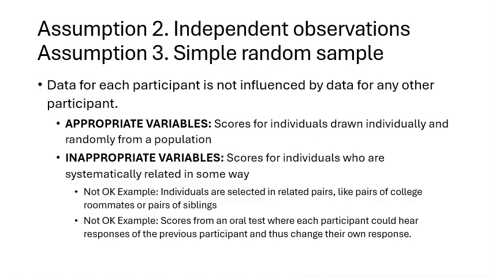And the assumption that our individuals are drawn randomly from a population, a lot of times we violate that in social sciences, but if we're doing an experiment, it's still okay if we have more than one condition. Like in the independent samples t-test, where people are assigned to one or another condition.